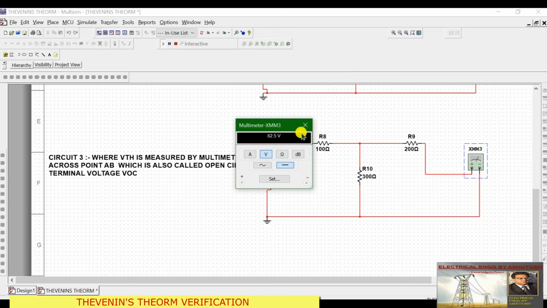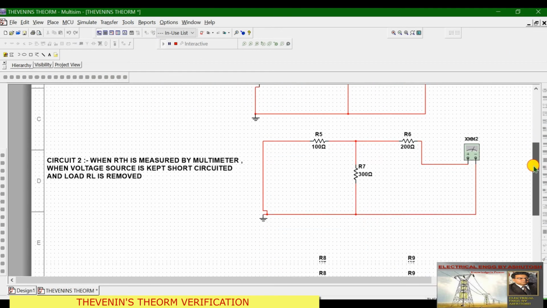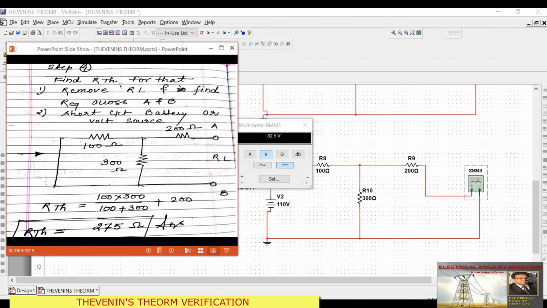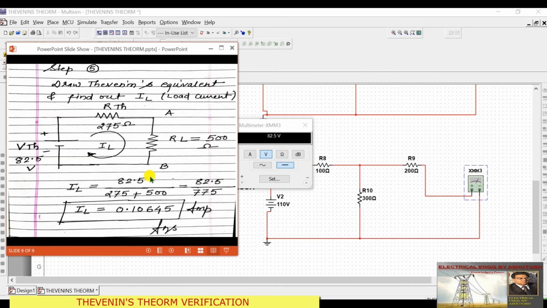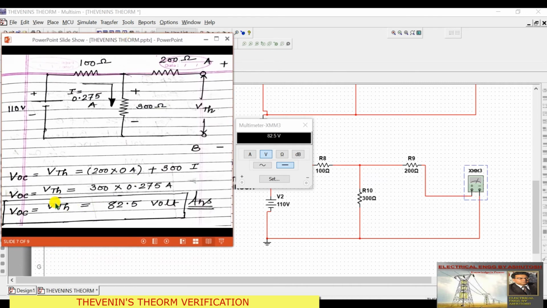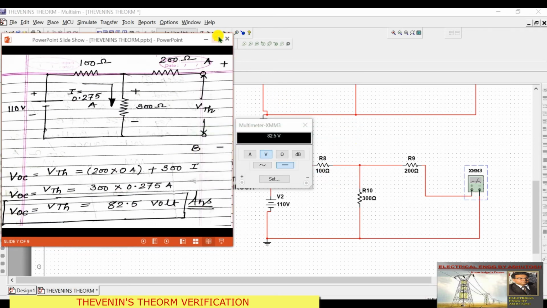When you run the simulation, you can stop by clicking on this red button, and you can run the simulation by clicking on the green button. So it is giving the VTH 82.5, and you can see in the PowerPoint presentation what we have calculated. VTH is 82.5. We have solved this numerical and we already found VTH equal to 82.5 volt, and by practical you are getting 82.5 volt. So this theorem is verified.